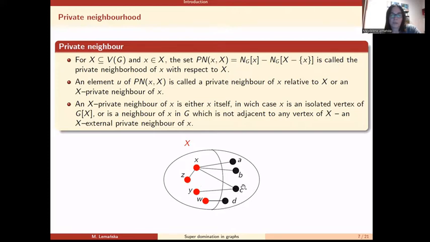In the case of this vertex C, we can say that C is a neighbor of a vertex X, but it's not a private neighbor of X, because C is also a neighbor of the other red vertex Y. So C is a neighbor of X with respect to X, but not a private neighbor. So this is the idea of the private neighborhood.